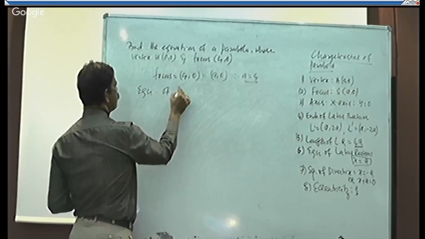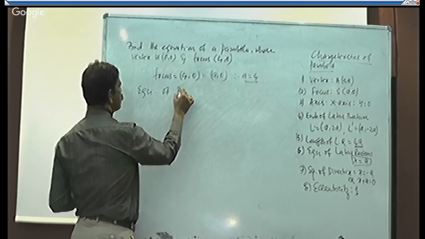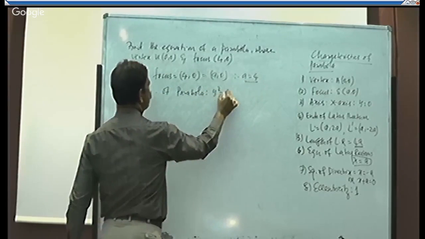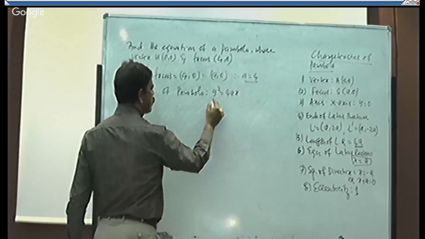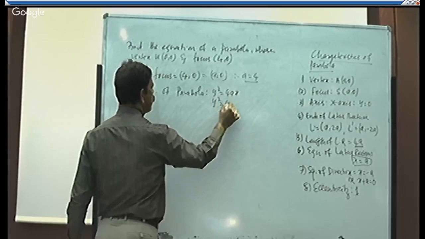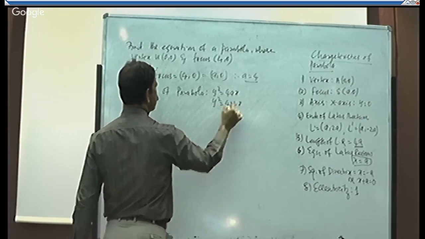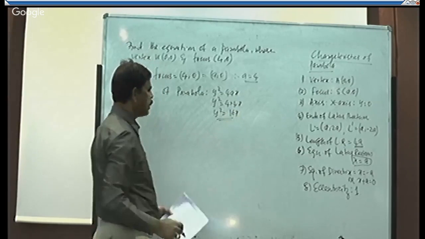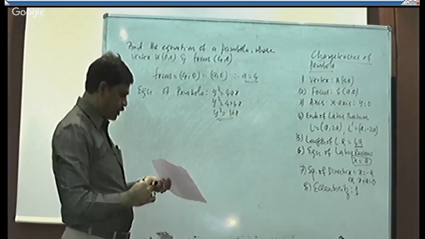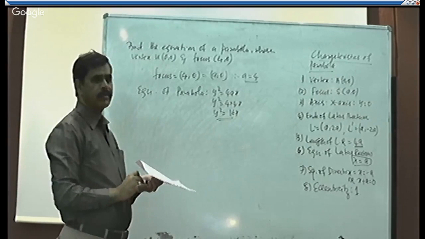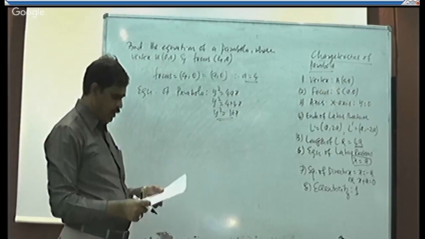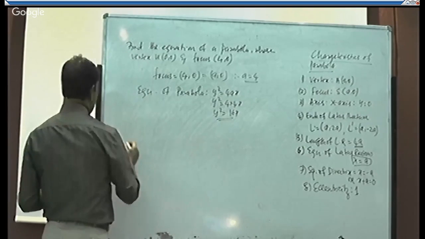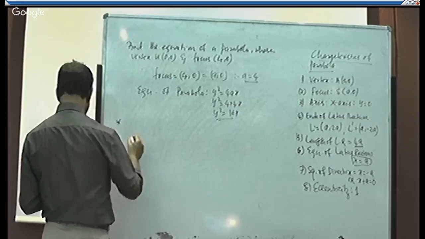Hence, the equation of parabola is what? The equation of parabola is y square is equal to 4ax. Substitute it. y square is equal to 4 into a, which is 4, into x. y square is equal to 16x. Like that, if you know the focus and vertex, with that we can get the equation of the parabola. See the next type of question.